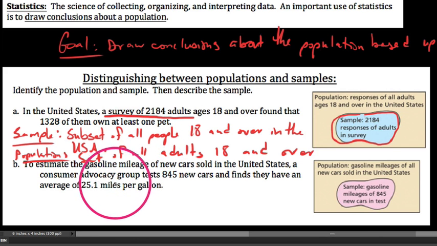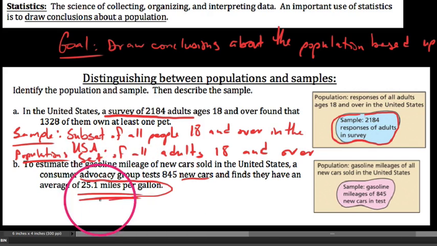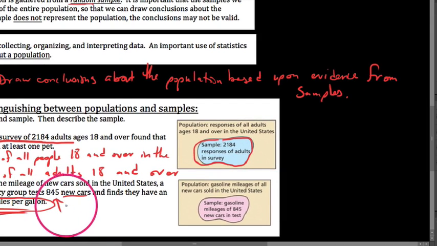So maybe in this next example, we look at the population first and then look at our subset. It says to estimate the gasoline mileage of new cars sold in the U.S., a consumer advocacy group tests 845 new cars and finds that they have an average of 25.1 miles per gallon. So again, this tells us something about this sample, but in terms of the sample, what is it? How about we start with the population this time.